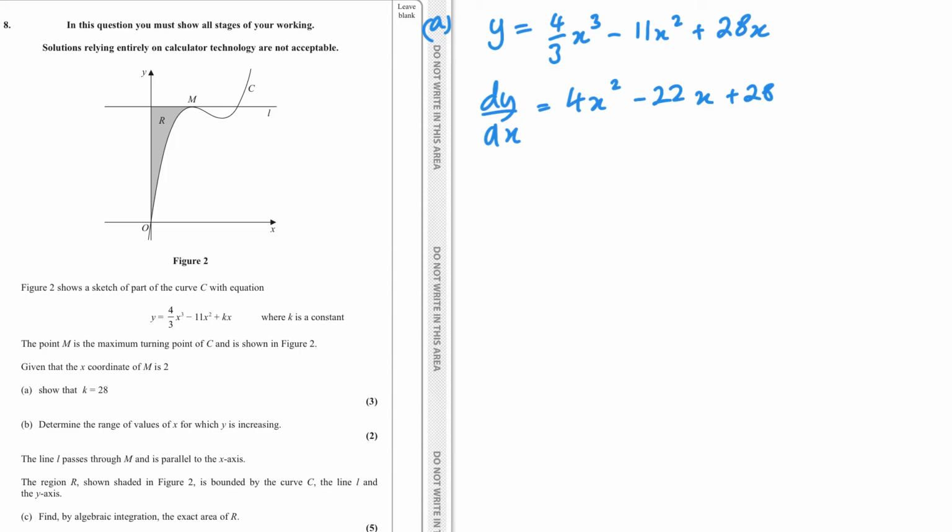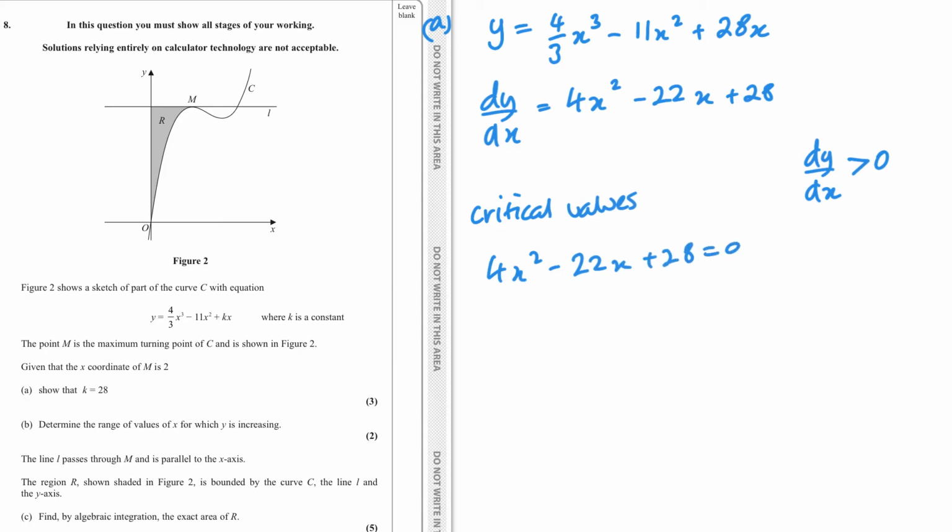Now, part B wants me to determine the range of values of x for which y is increasing. Now, y is increasing when this gradient is greater than 0. So what I want to do is first find the critical values. These are going to happen when my dy by dx is equal to 0. Now I can divide everything here by 2 just to make my life a little bit easier.